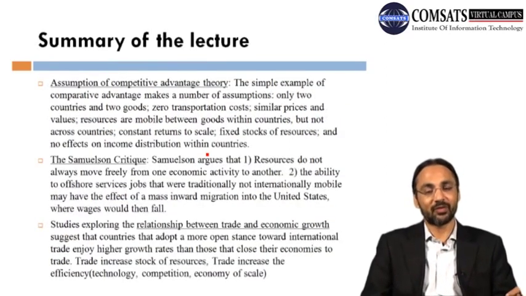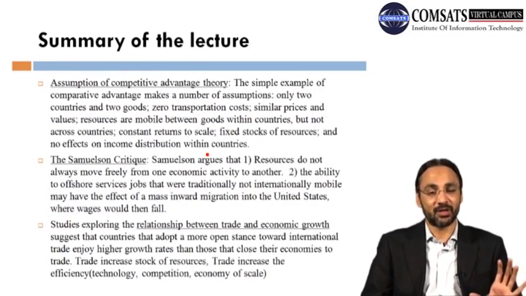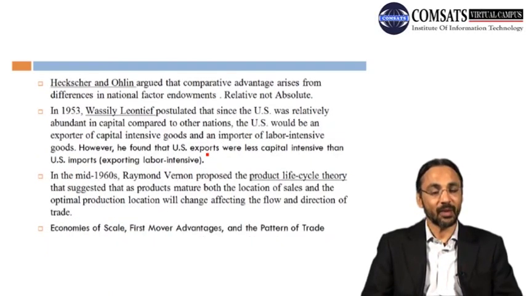This is the quick summary of today's lecture. We discussed the basic assumptions of the comparative advantage theory, and we discussed the Samuelson critique. After that, we discussed the relationship between trade and economic growth. Then Heckscher and Ohlin's theory, which argues that comparative advantage arises from differences in national factor endowments, and this one is relative, not absolute. Later on, Leontief postulated a paradox.